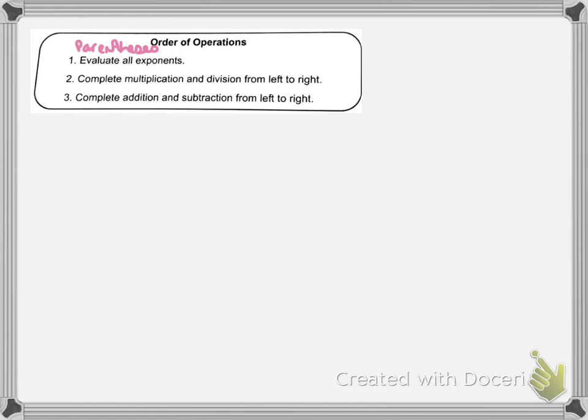But they actually can be grouping symbols too, because we can do parentheses, but we can also do what we call brackets, and then even what we call braces after that. So instead of parentheses, we could call those grouping symbols. Okay, so let's do an example where we have some grouping symbols.